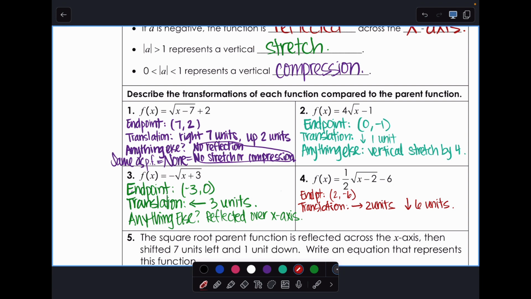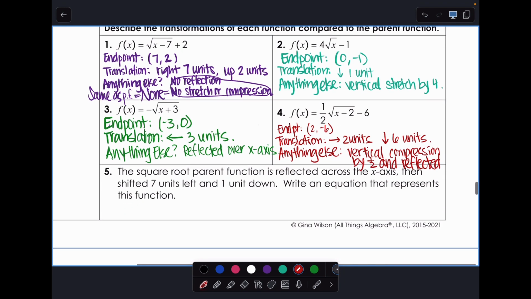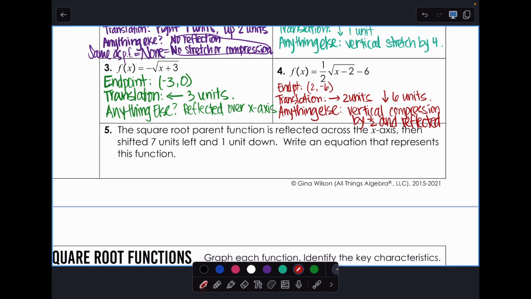Okay, and then what about anything else? It's vertically compressed. Vertical compression by half. And reflected. Reflected what? Oh, no reflection. My bad, I was just tripping. Sorry. In theory, if it was x plus 2 minus 6, the endpoint would be negative 2, comma negative 6.